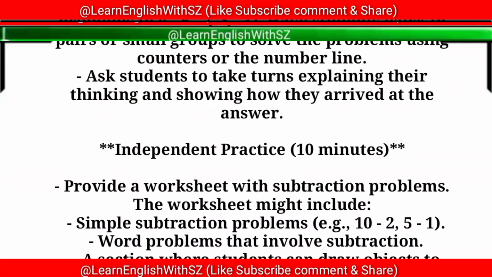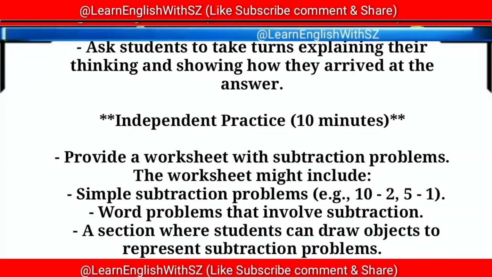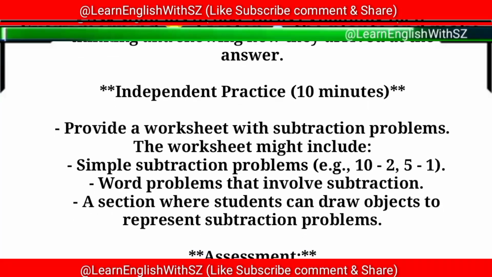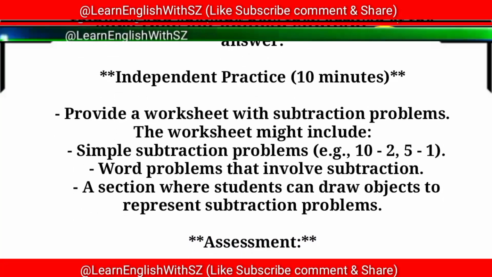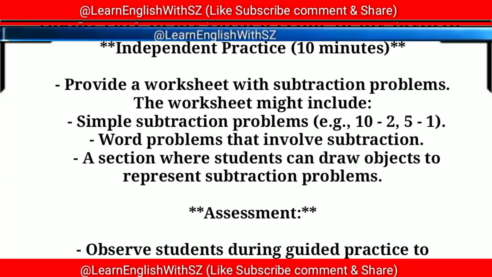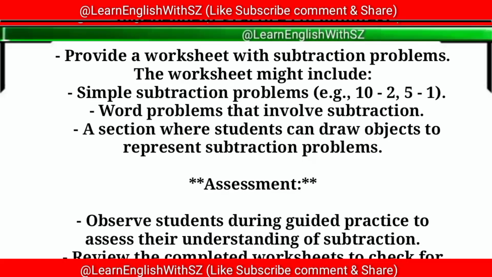Independent practice, 10 minutes. Provide a worksheet with subtraction problems. The worksheet might include simple subtraction problems, for example, 10 minus 2, 5 minus 1, word problems that involve subtraction, and a section where students can draw objects to represent subtraction problems.